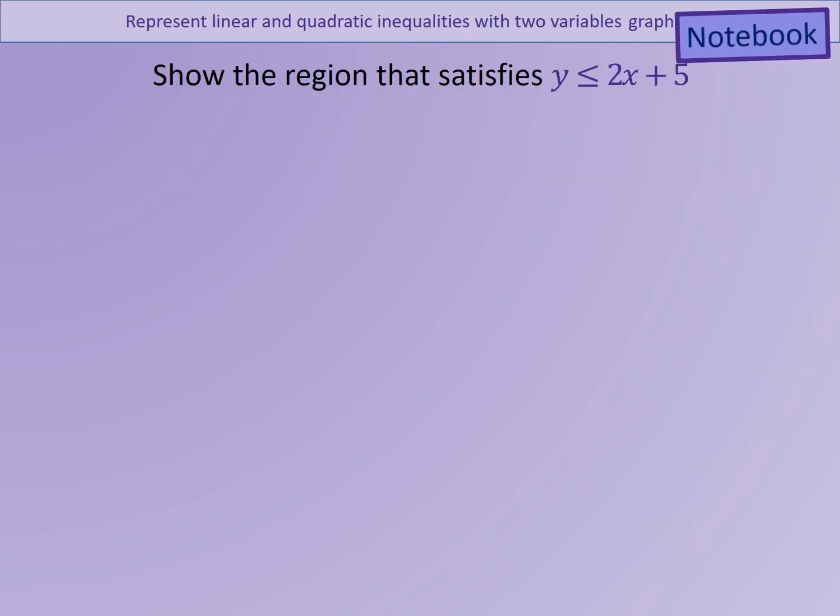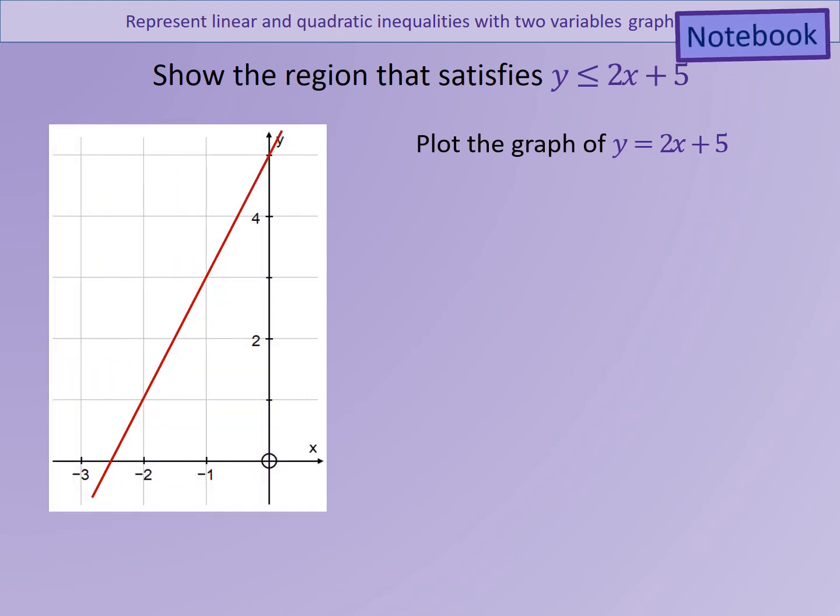Good. So again, in your notebooks, what we're going to do in this final section is to look at showing the region that satisfies a particular inequality. So we're going to be showing this inequality on an XY plane. And the way that we do that is to first of all plot the graph of y equals 2x plus 5, and then we'll worry about where the y is less than or equal to 2x plus 5 once we've done that.